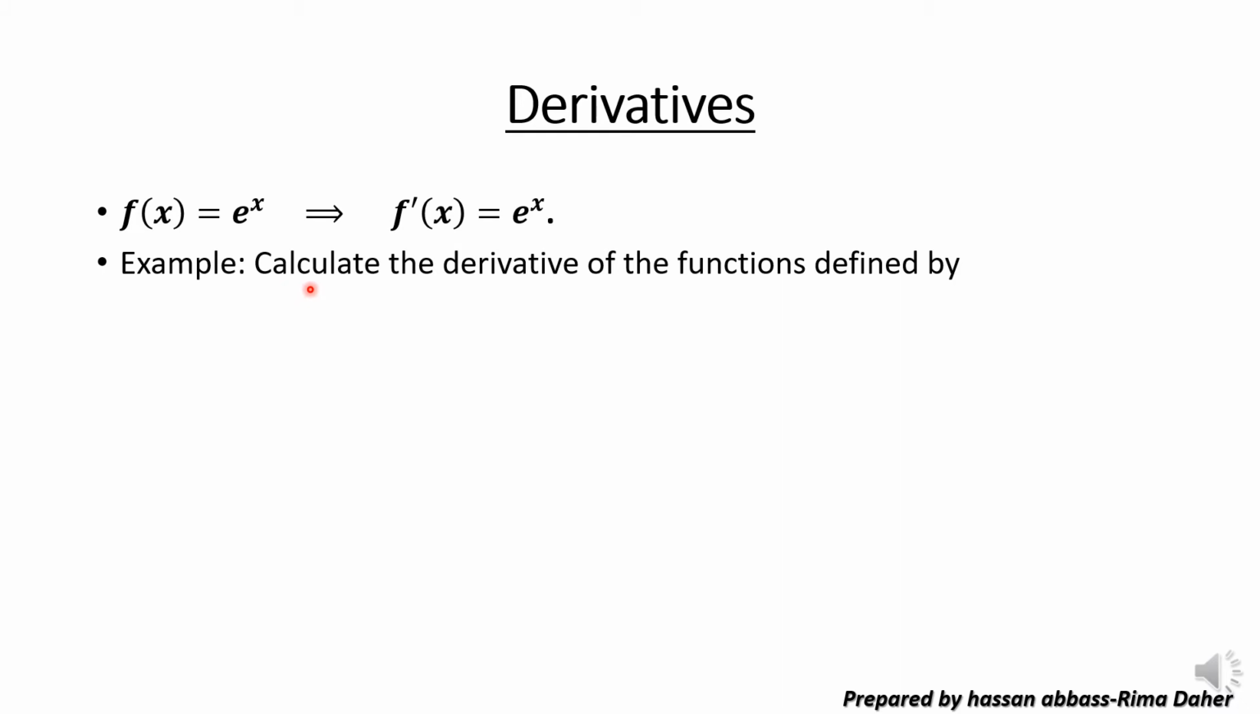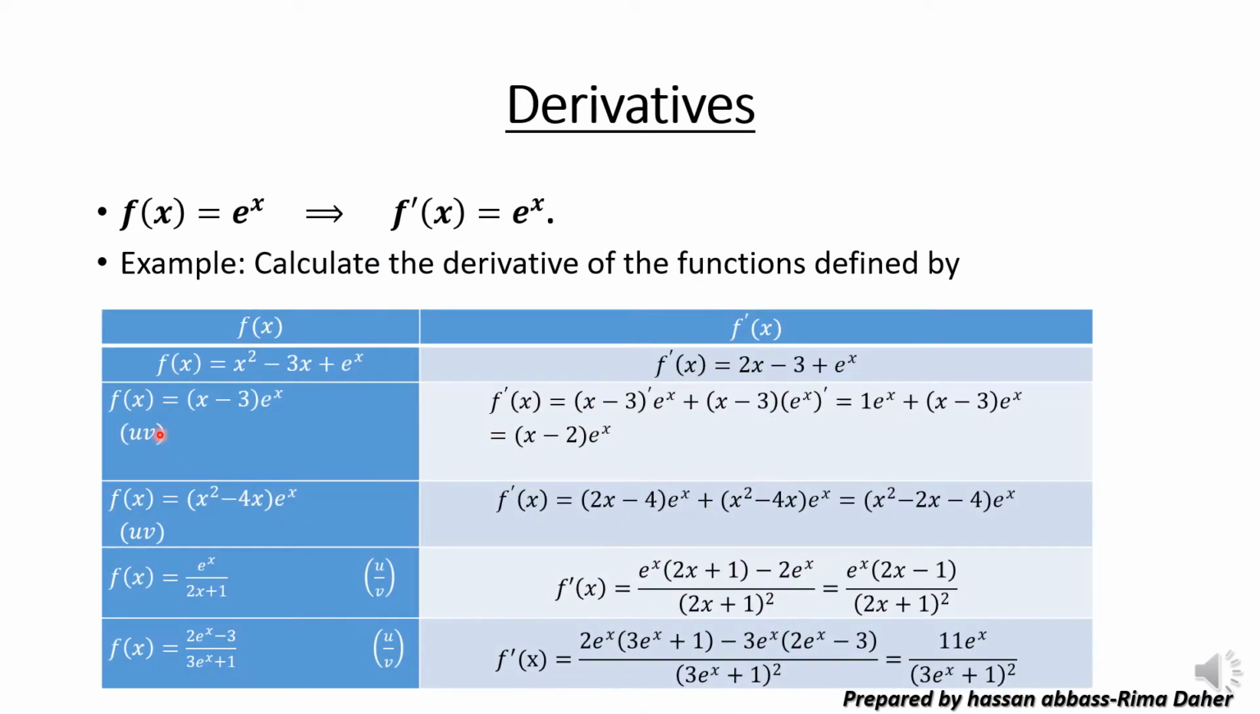Example. Calculate the derivative of the function defined by f of x equal x squared minus 3x plus e^x. The derivative of this function is 2x minus 3 plus e^x, where 2x is the derivative of x squared and minus 3 is the derivative of minus 3x plus e^x, where e^x is the derivative of e^x.